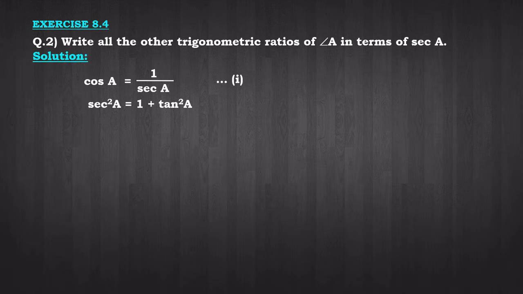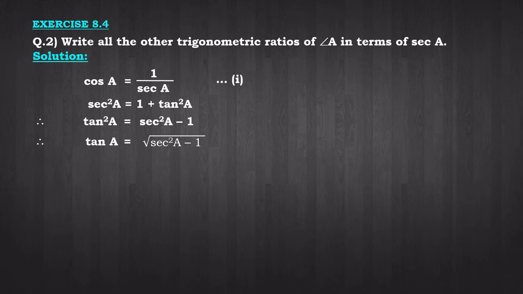Now, use the fundamental identity. Secant squared A is equal to 1 plus tangent squared A. Rearranging the equation, tangent squared A is equal to secant squared A minus 1. Taking the square root of both sides, tangent A is equal to the square root of secant squared A minus 1. This is equation 2.